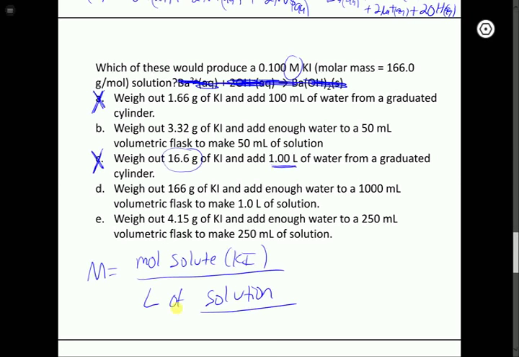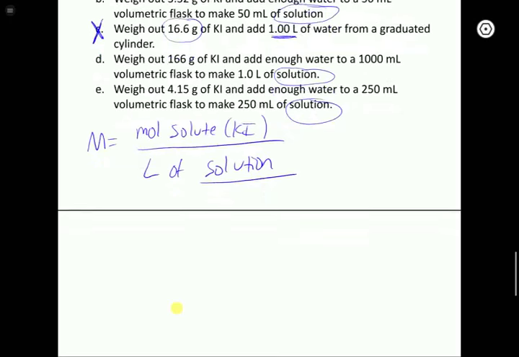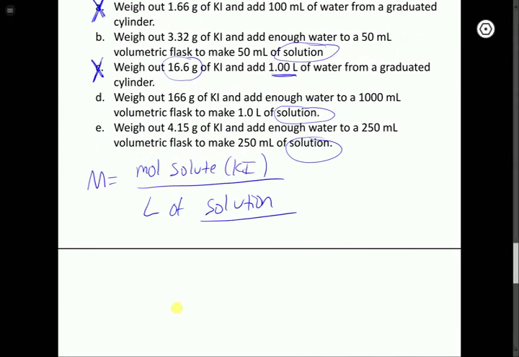And that means that we have to evaluate choices B, D, and E, because in all of these we're making a solution of a specific volume, and we need to see if any of these have the correct molarity. So for choice B, we have moles of KI per liter of solution.